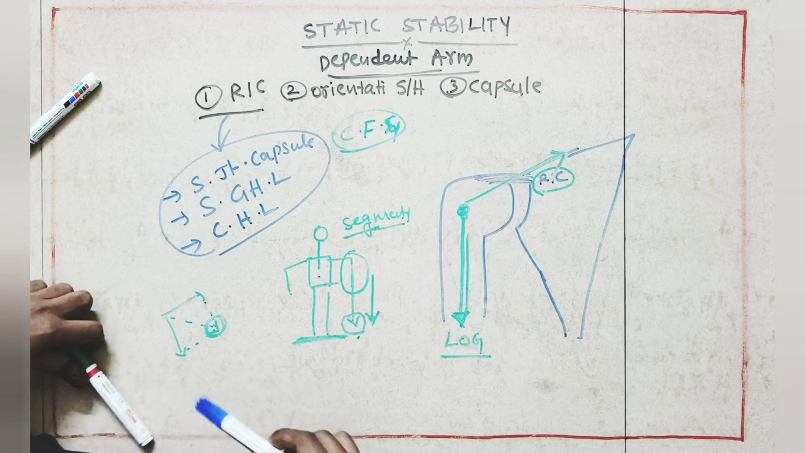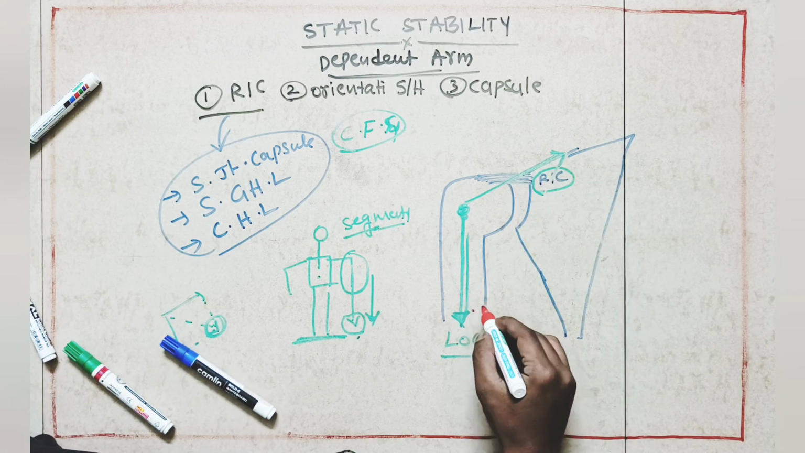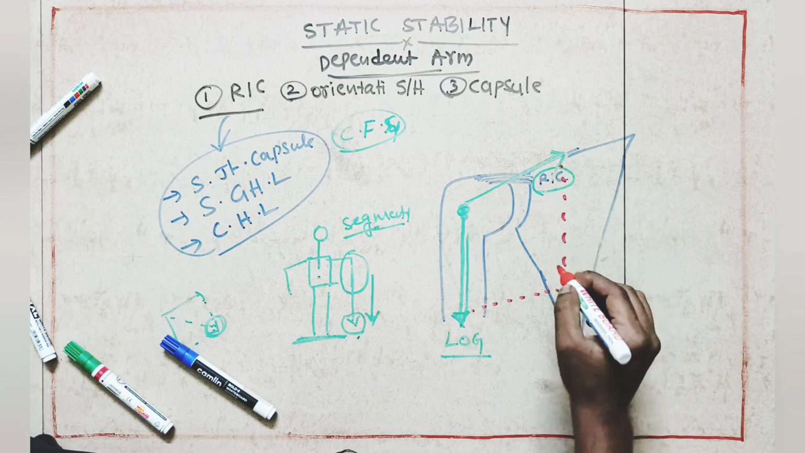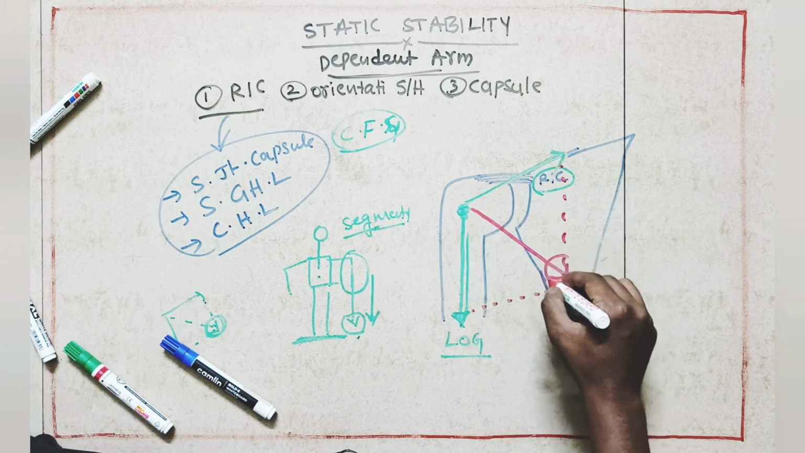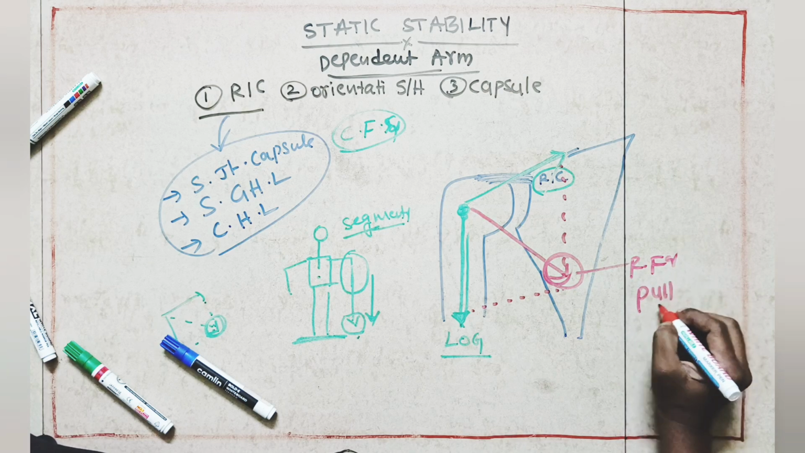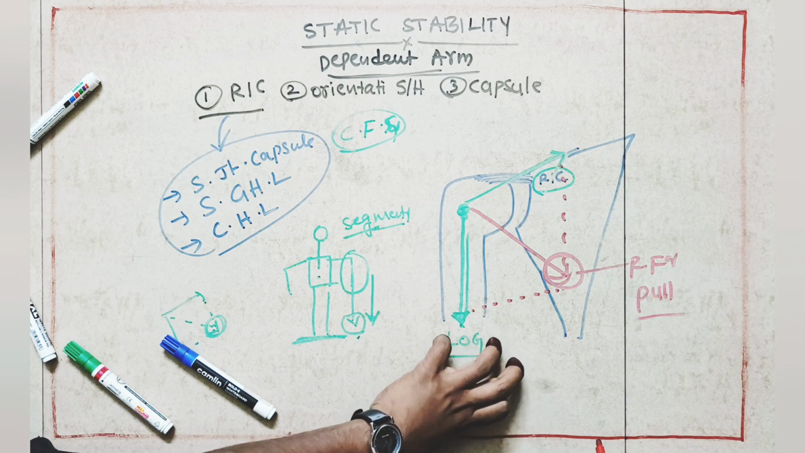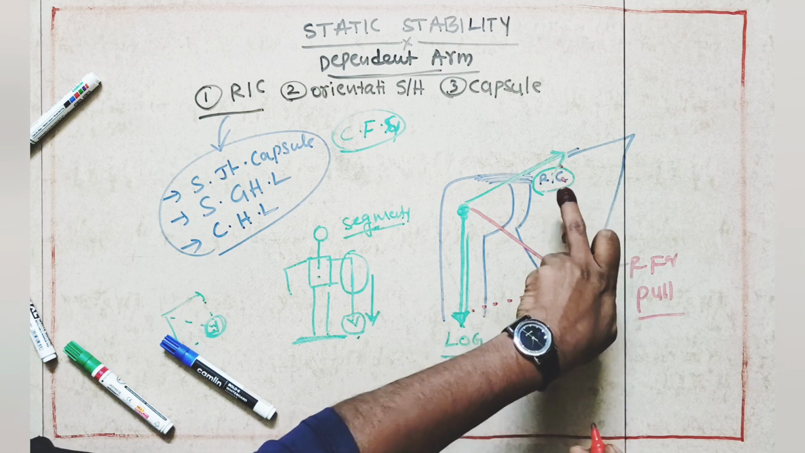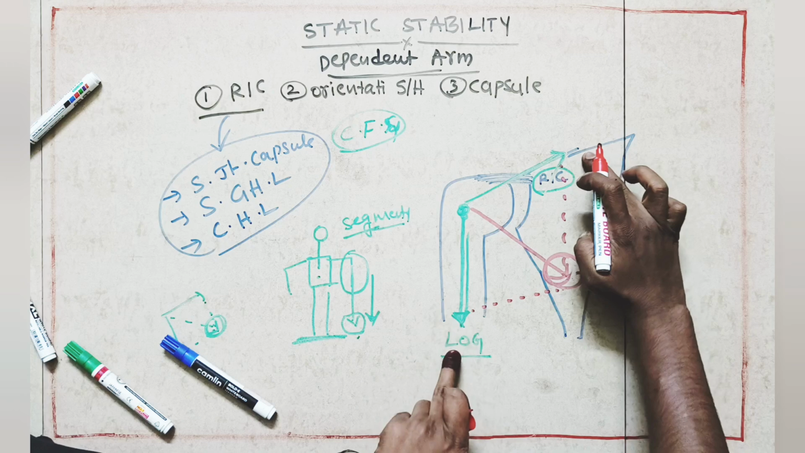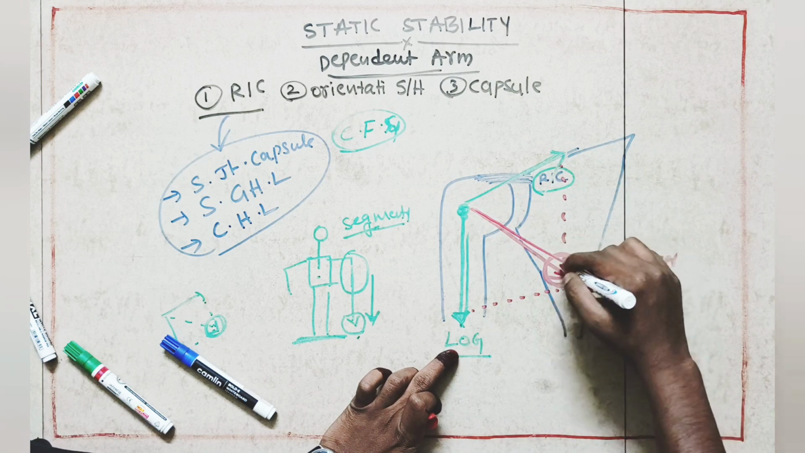Same like that, here we will draw one parallelogram for this force, and one parallelogram for this force. Then the resultant force, or we can say resultant pull, will be in this direction. One force is acting in this direction, that is the line of gravity. To oppose this, the rotator interval capsule is acting in this direction. Because of these two forces, the resultant pull will be in this direction.